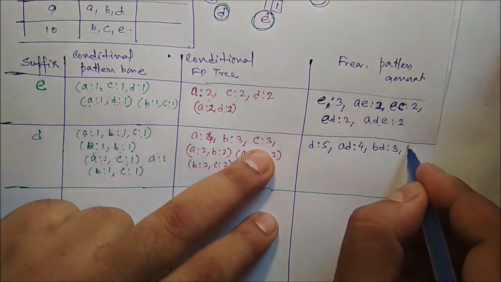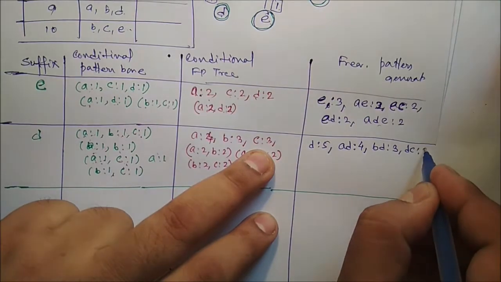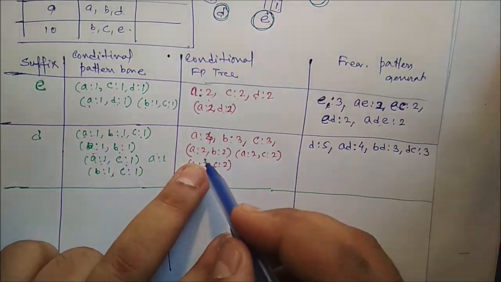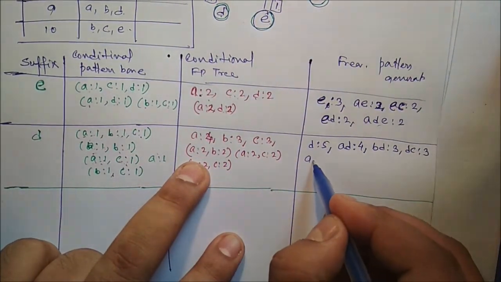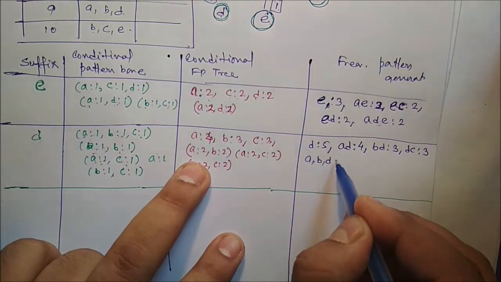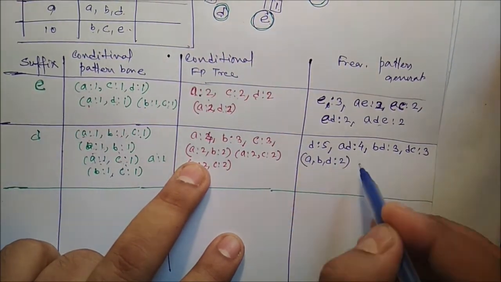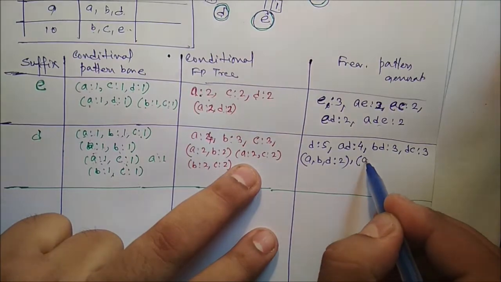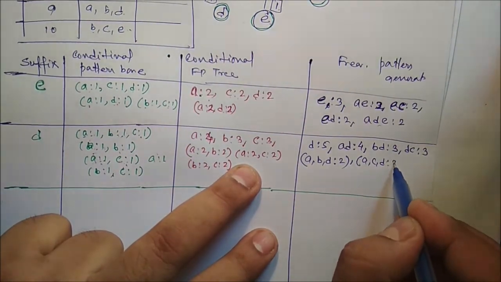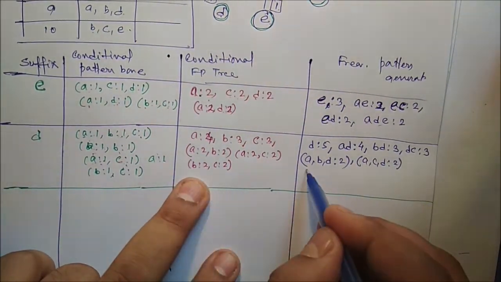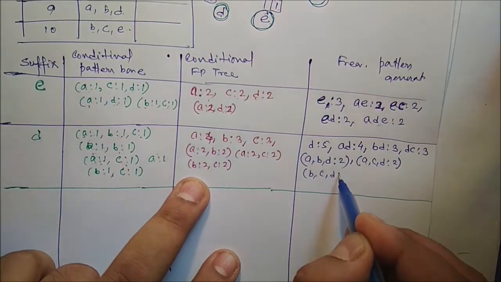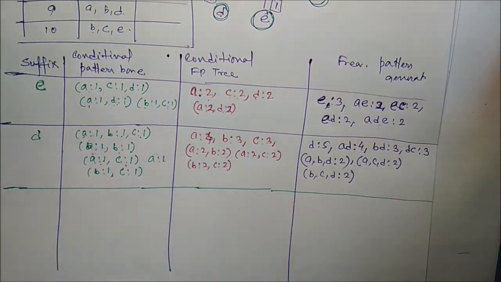BD size 3. Okay, DC size 3. Next ABD size 2. ACD size 2, and BCD size 2.